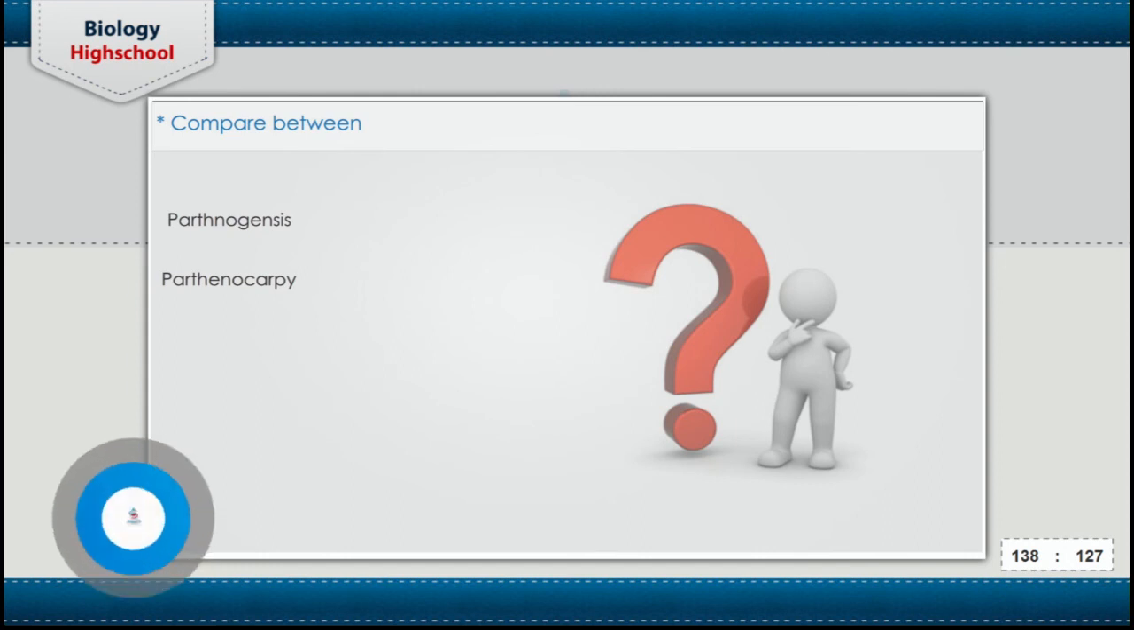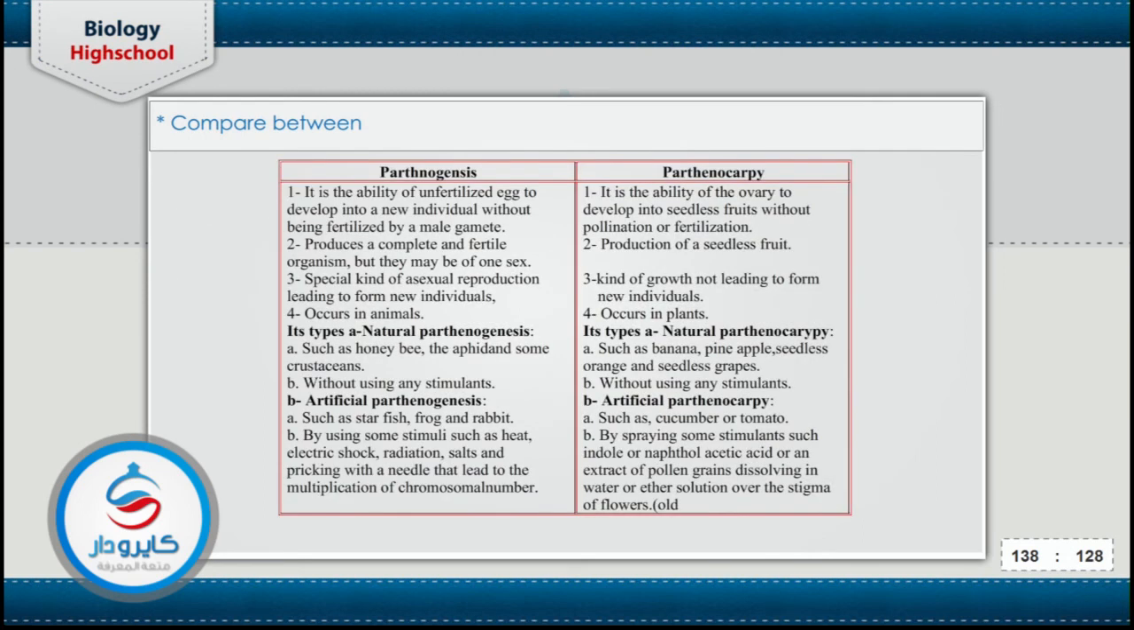وبعدين نقول ال kind of artificial types of the parthenogenesis والارتفيشال والناتشورال بارثينوجينيسيس والارتفيشال والناتشورال بارثينوكاربي، وندي اكزامبل هنا وهنا وتبقى دي الكومباريزون. كومباريزون بتقول لي بس ايه هو البارثينوجينيسيس وايه هو البارثينوكاربي، وبعد كده بنقول لي ايه اللي بيحصل علشان يحصل ده وده. طبعا البارثينوجينيسيس is the kind of asexual reproduction, but the parthenocarpy is the kind of growth. It's not act as a kind of reproduction.